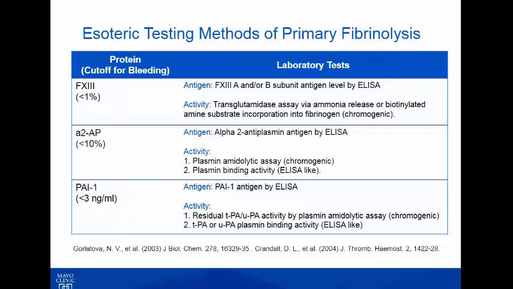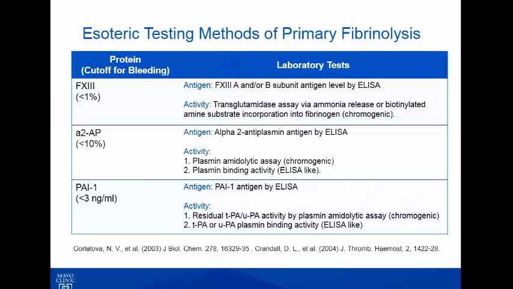As regards esoteric testing for the hereditary disorders, here are the three enzymes in this pathway, and I listed the pathologic level, not the normal range, but the level that might be indicative of, or explain, the patient's bleeding. They all have antigen assays by ELISA or latex assays, and there are also activity assays. For instance, for factor 13, we measure transglutaminase activity either by ammonia release or biotinylated amine substrate incorporation. There are two commercial kits available right now.